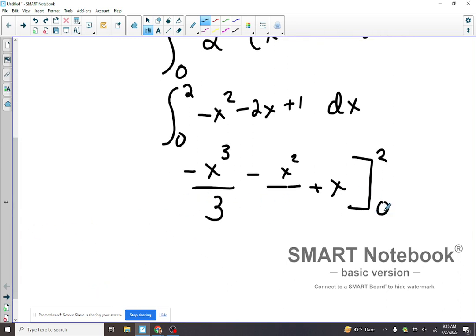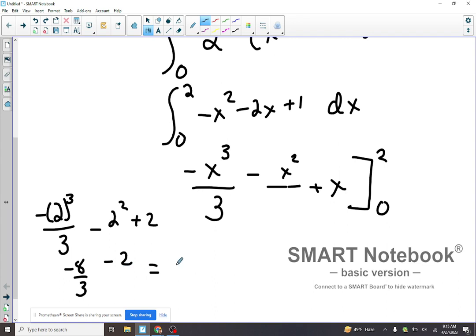Then you plug this in. Luckily here it's a 0, so that kind of makes it easy. You know the second part's going to be all zeros. So negative 2 to the third power over 3, minus 2 squared plus 2. So negative 2, and it's going to be negative 8 thirds. Add that all together. That's negative 4 and 2 thirds. So the area is negative 4 and 2 thirds, units squared. You don't have to put any labels or anything.